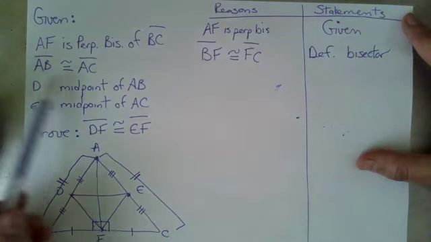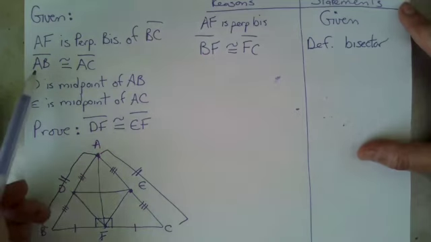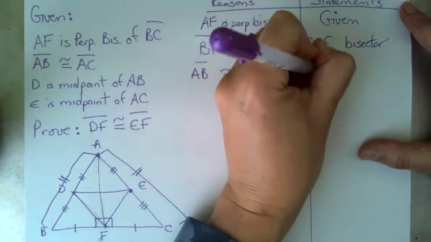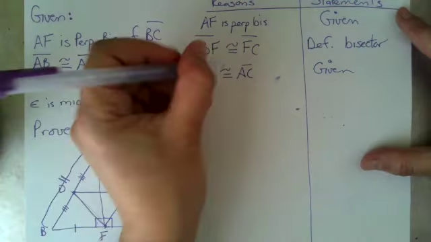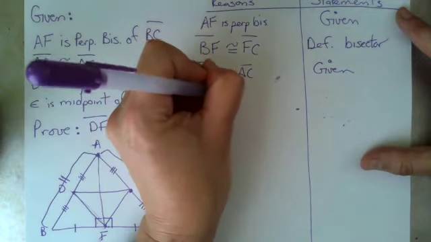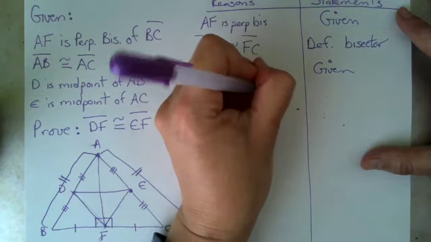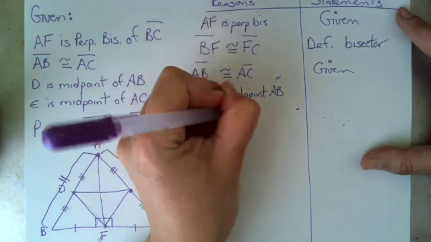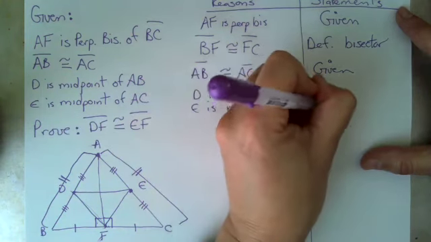Okay, then I'm going to use this information that my larger two sides are congruent, right? AB is congruent to AC, and that one was a given. And then I want to name the fact that these are midpoints, right? D is midpoint of AB, and E is midpoint of AC, and both of those were given.